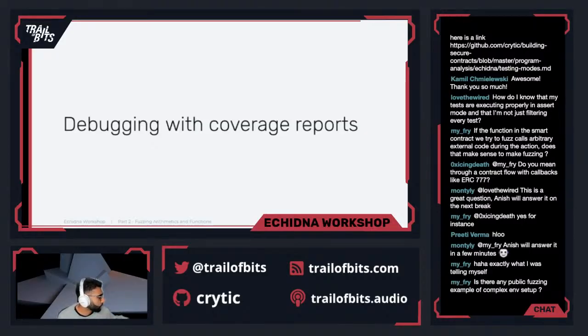Okay, so looks like there was a question. It seems like it was answered. I don't think I have anything to add to that. But the question was, if the function of the smart contract we try to fuzz calls arbitrary external code during the action, does that make sense to fuzz? And the answer that was provided is Echidna will use existing contract addresses for the address parameter, so the callback can reach one of them. Otherwise, you will need to guide the callback.